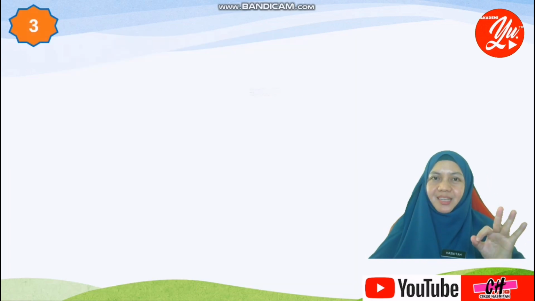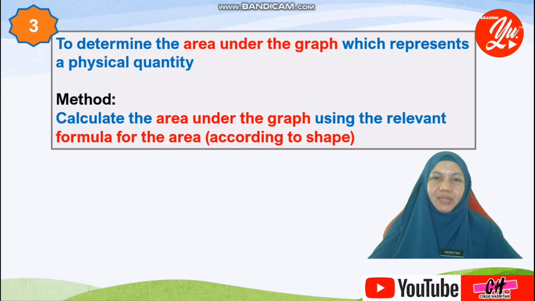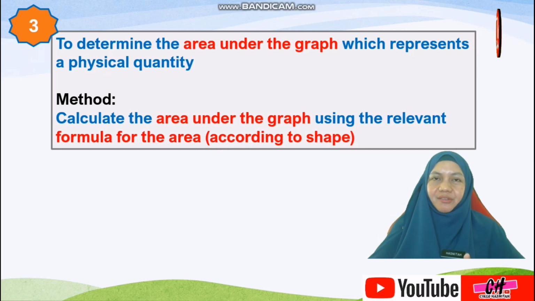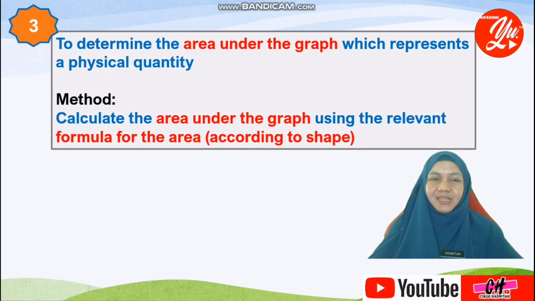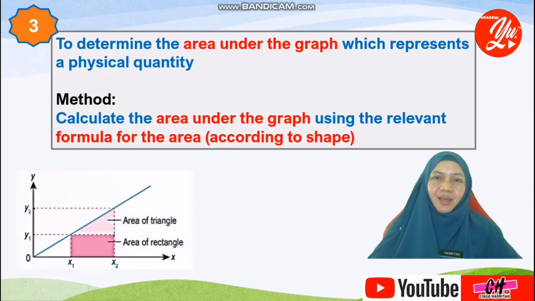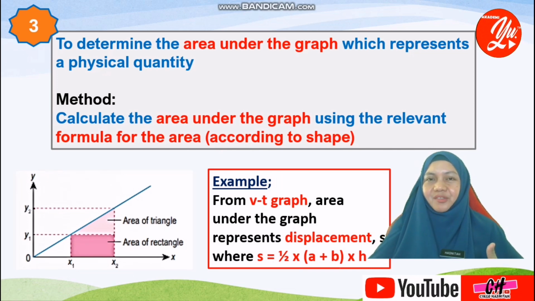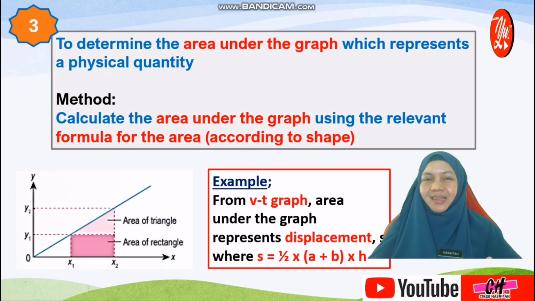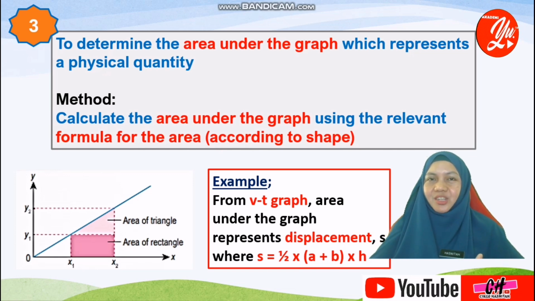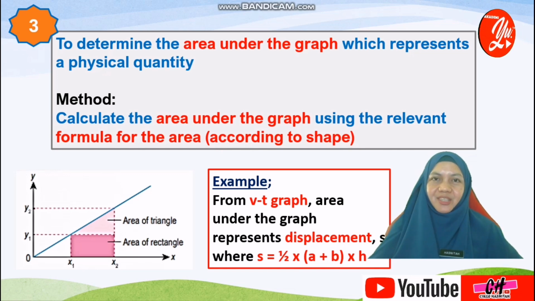And the third aspect is to determine the area under the graph, which also represents a physical quantity. This area under the graph is calculated by using the relevant formula according to the shape. For example, if you are given a velocity-time graph, the area under the graph will represent a displacement, where it has the shape of a trapezium. So we apply the formula for the area of a trapezium and find the displacement.